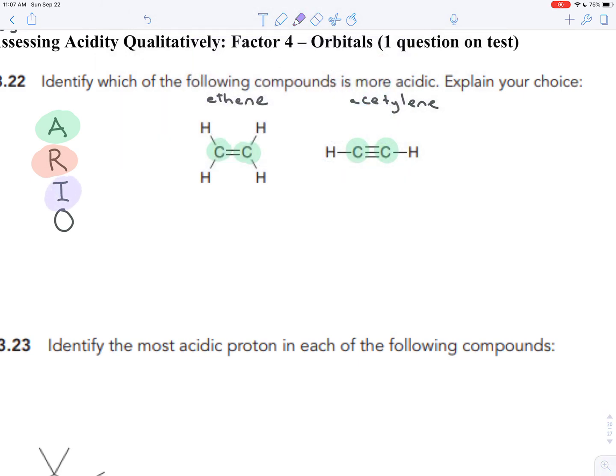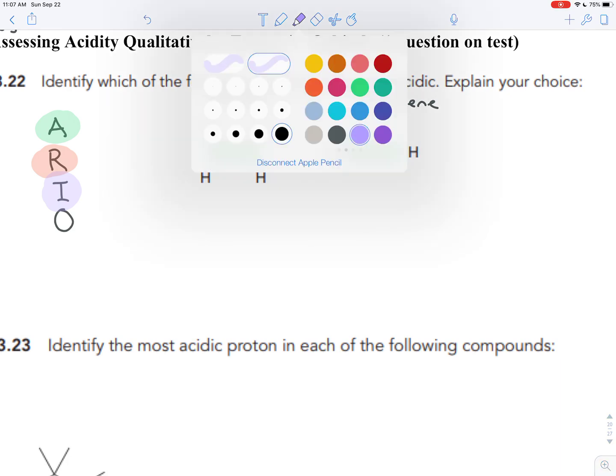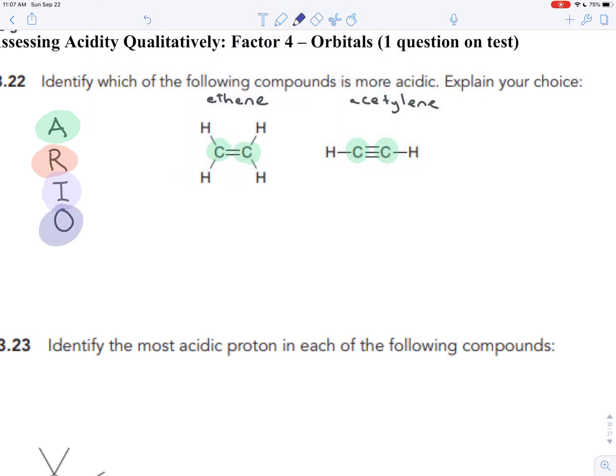So then we go to the next one, induction. Are there electronegative atoms nearby in either of these molecules? No, we only have hydrogen and carbon. Really electronegative atoms are those ones in the top right of the periodic table, things like nitrogen, oxygen, fluorine, chlorine. And last but not least, we come to this orbital. And this is where the molecules differ.